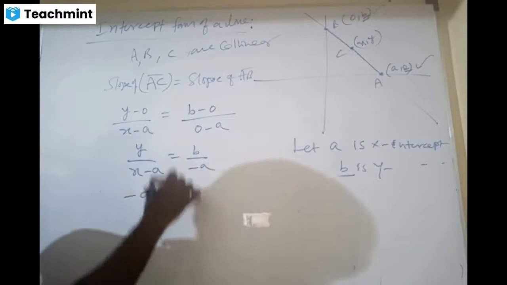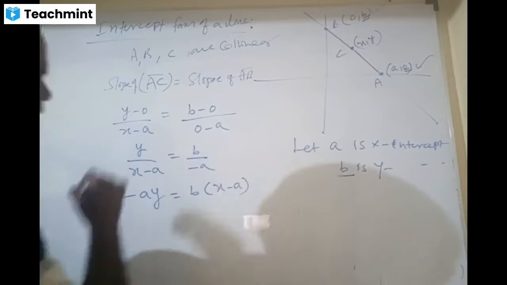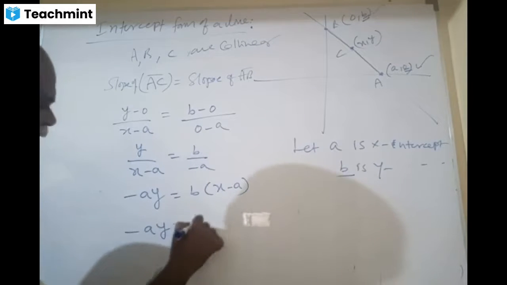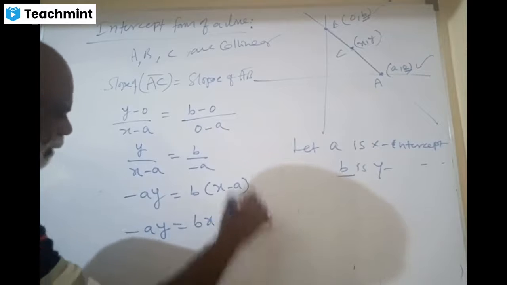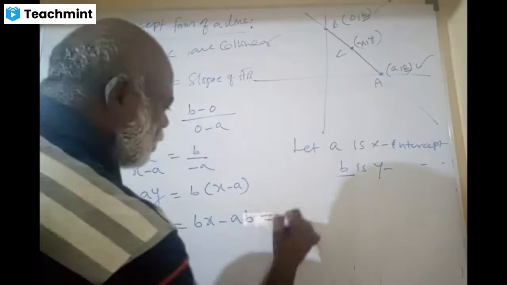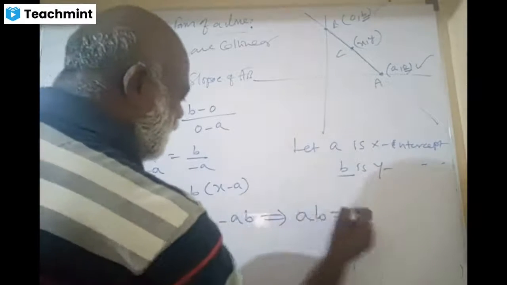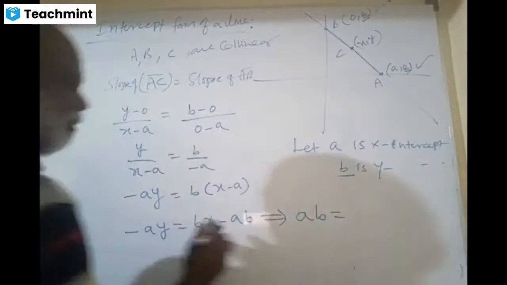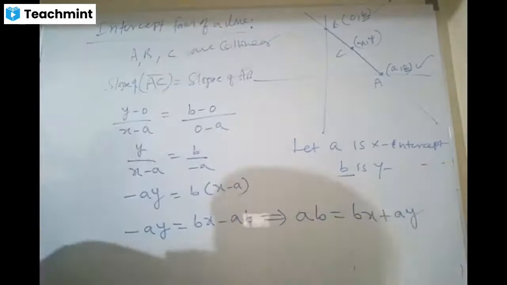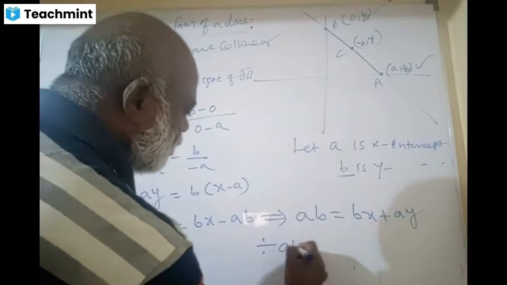Minus ay is equal to b into x minus a, so minus ay equals bx minus ab. Take x and y to one side, and ab, minus all, make into plus. Minus ab on this side becomes plus ab, so bx plus ay equals ab. Divide with ab, because we want to get 1 here.